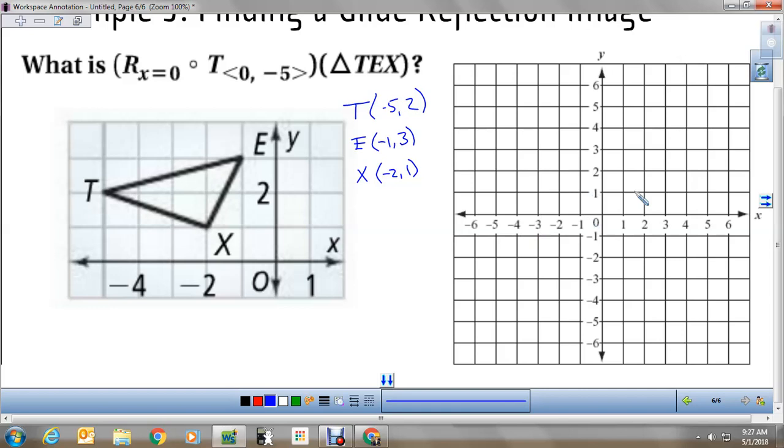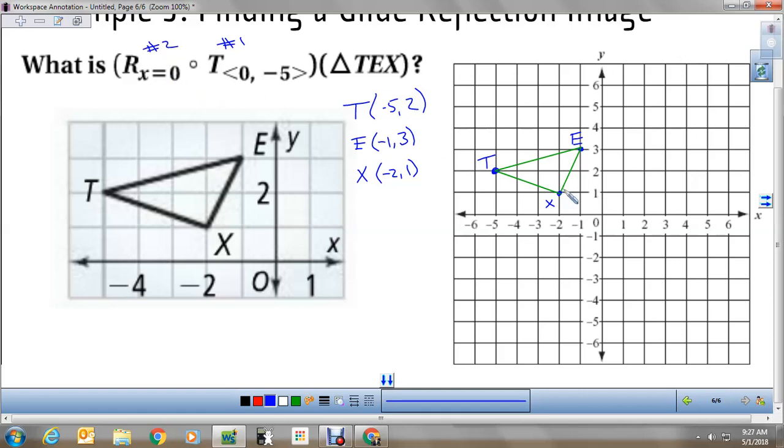As we plot these three points, we have T at negative 5, positive 2, E at negative 1, positive 3, and X at negative 2, 1. We'll draw our lines here. Now we're going to perform the first step, which is the translation, and then the second step will be the reflection.